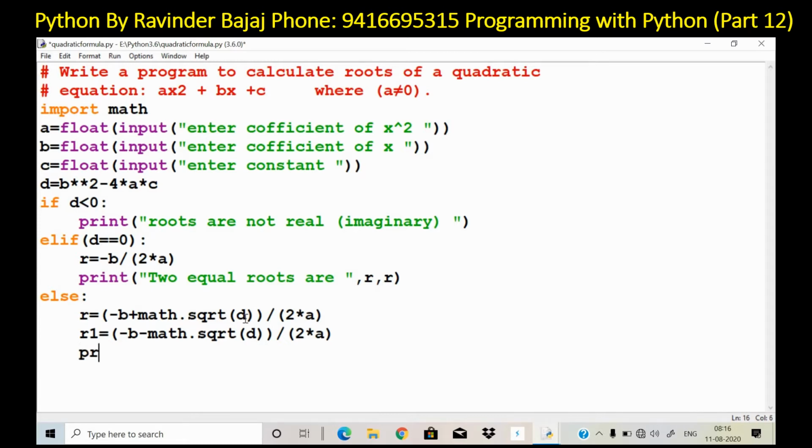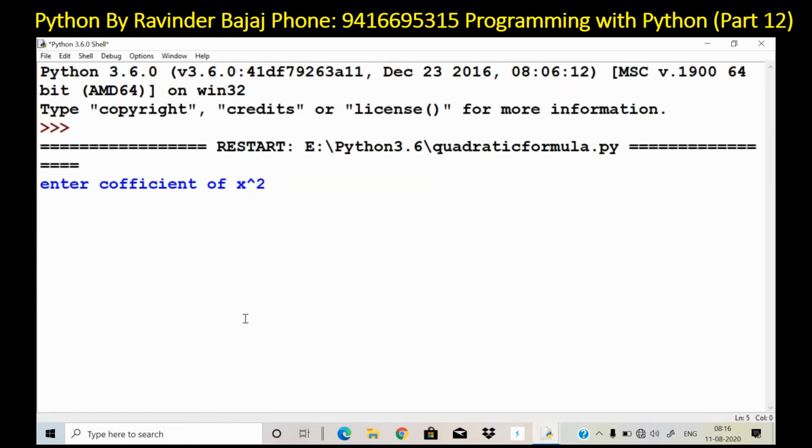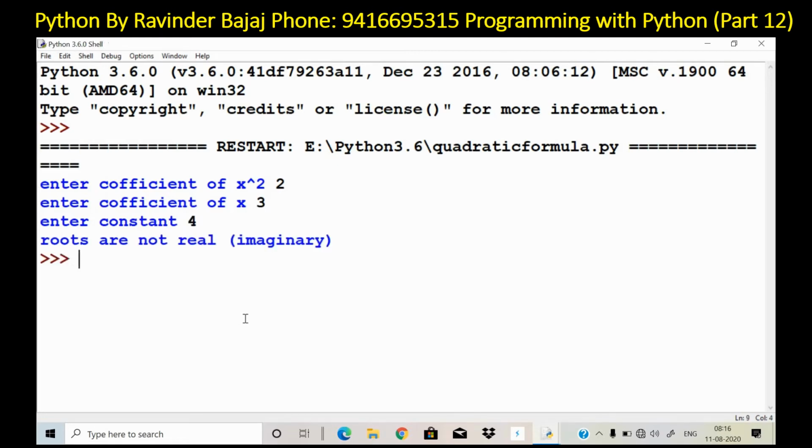Let me print this statement. Print the two roots are r and r1. Save this and run this program. Press F5 to run the program. Enter coefficient of x square. Say 2 I am entering. Coefficient of x is 3. Constant is suppose 4. Roots are not real.